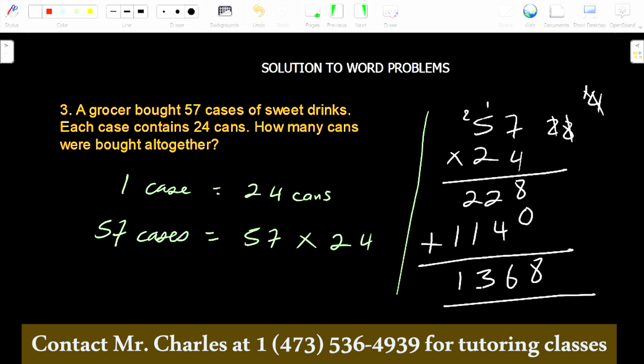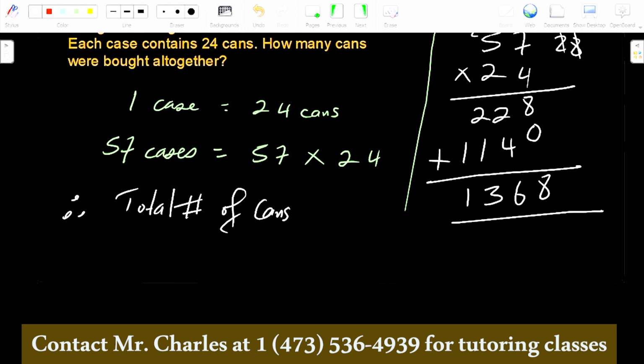So you get 1,368 cans. So therefore, the total number of cans would be equal to 1,368, and that's the answer there.